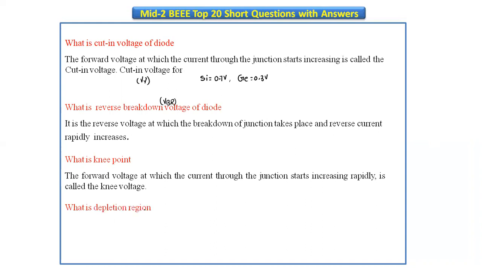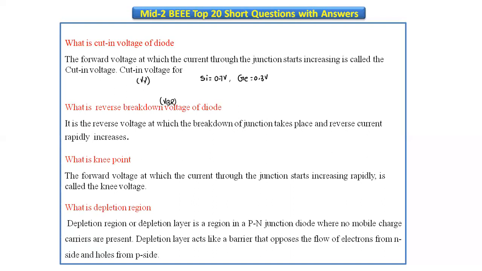Next, what is depletion region? In between the P-type layer and the N-type layer, there is a junction. He is asking what is depletion region. Depletion region or depletion layer is a region in a PN junction diode where no mobile charge carriers are present. The depletion layer acts like a barrier that opposes the flow of electrons from the N side and holes from the P side. It acts like a barrier in the junction. That's why it is called a depletion region.